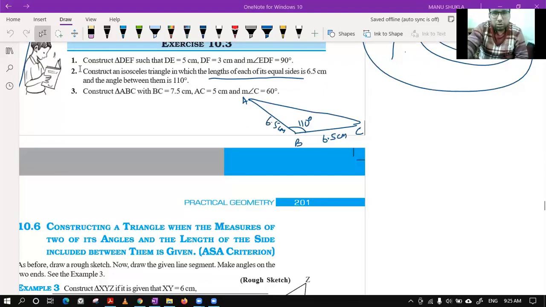Construct. Okay, I have given you an idea now of this 110. Have you found it? Can you make 110 using a compass? Please confirm.